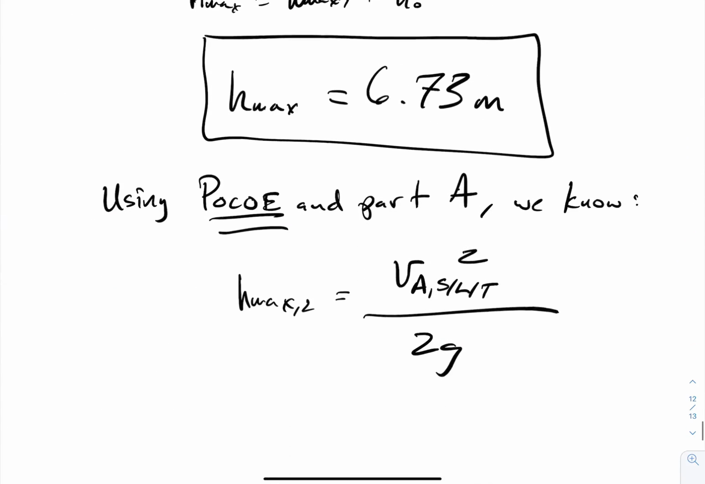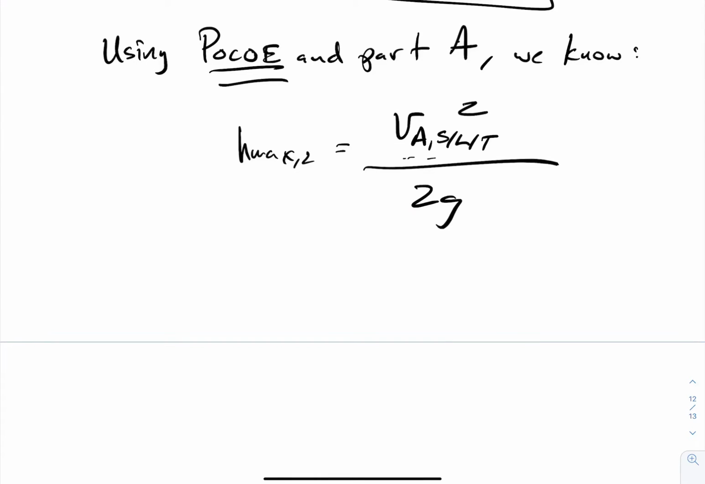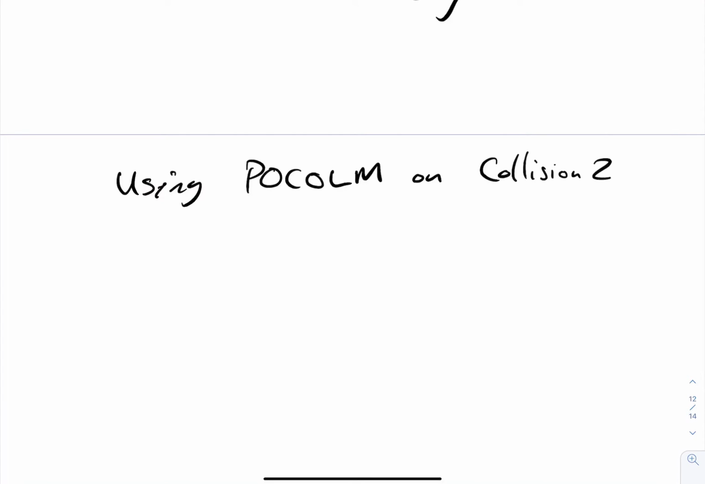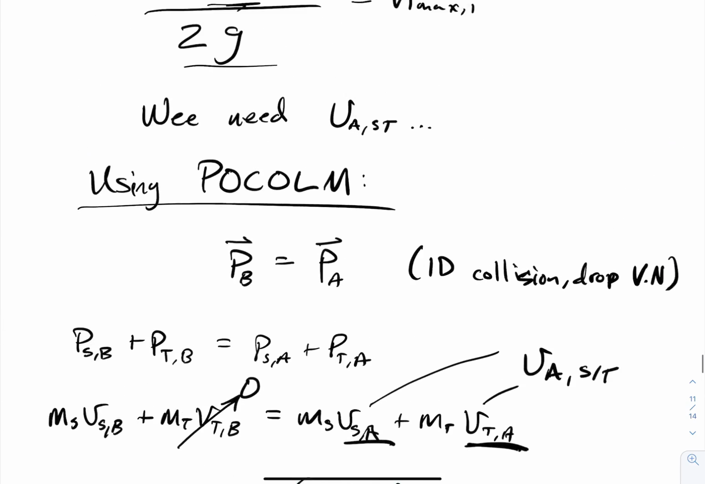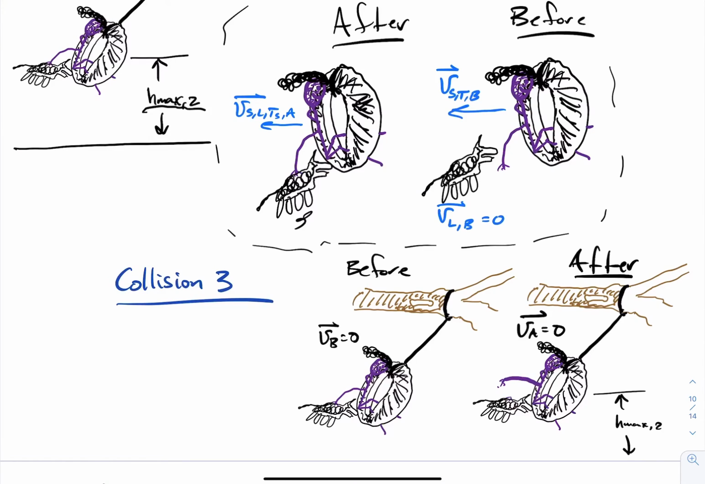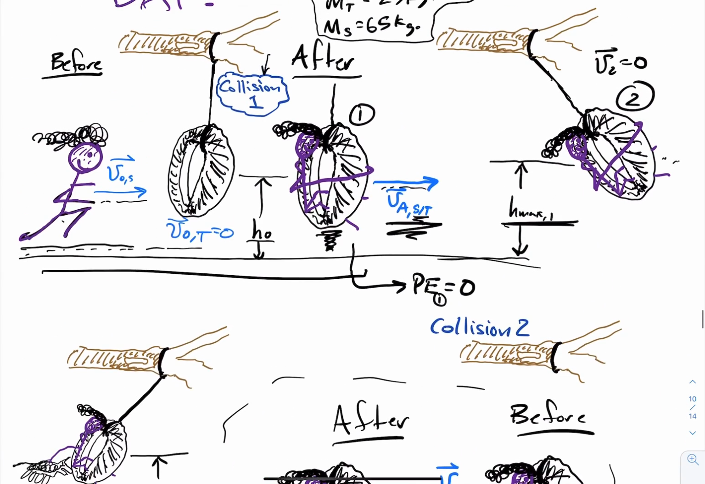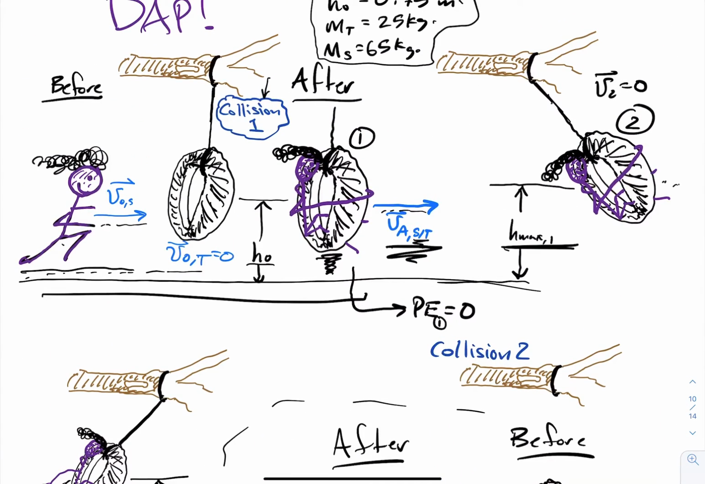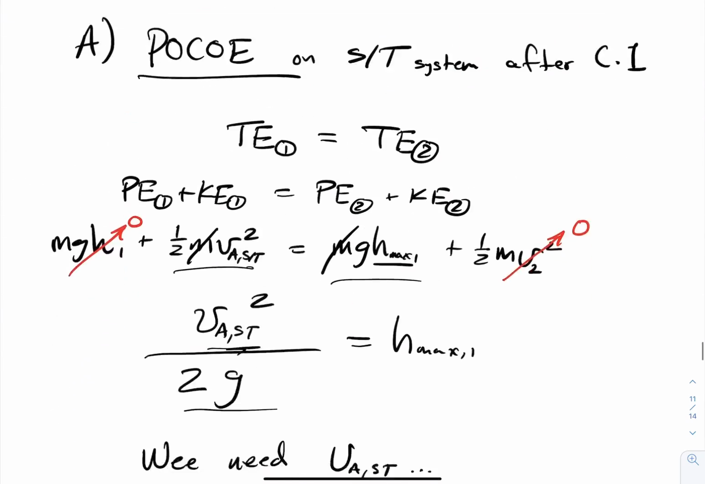But now we need it, because we need V after the collision. So we need to use POCOLM on collision 2. And that's between the Smoot tire and the dog. So we have before the collision, where Smoot and the tire have a velocity and the dog is not moving. And then we have after the collision, where they're all moving together. That's really the same sort of perfectly inelastic collision that we had for collision 1, only now we have 3 bodies instead of 2.